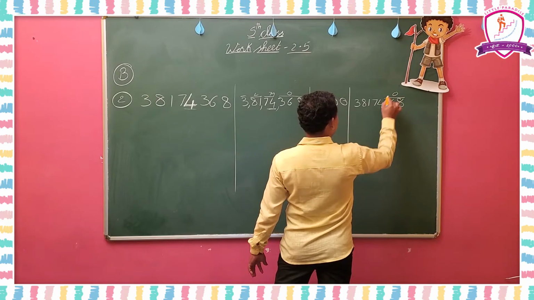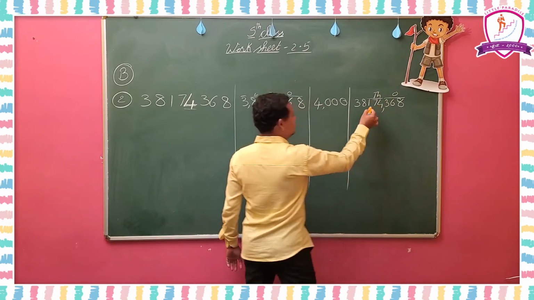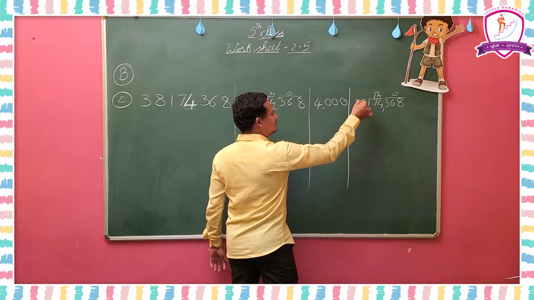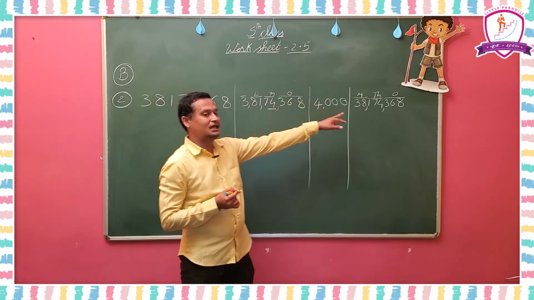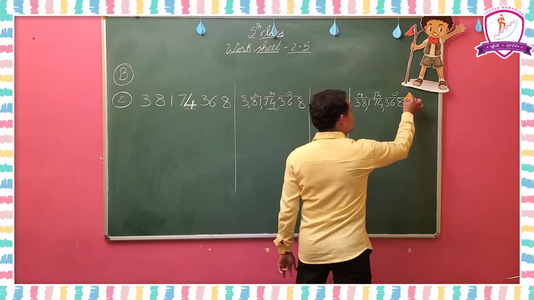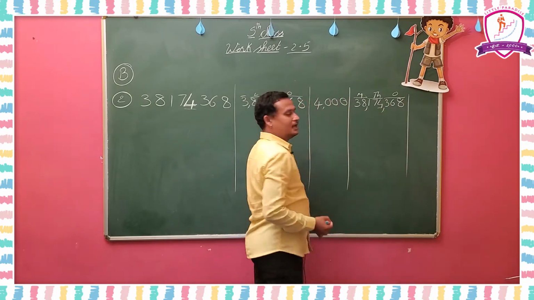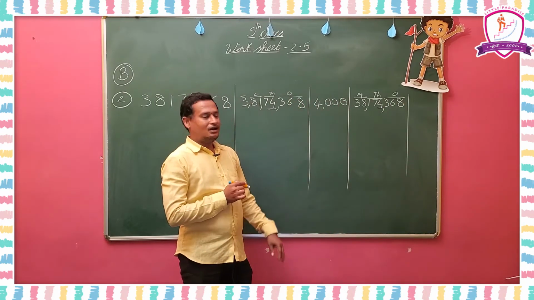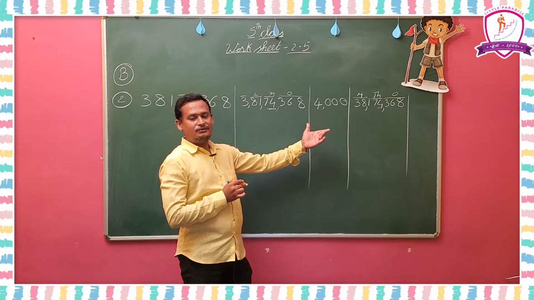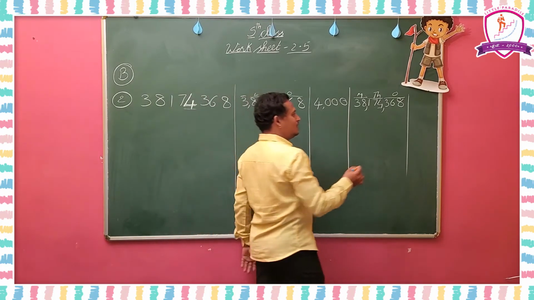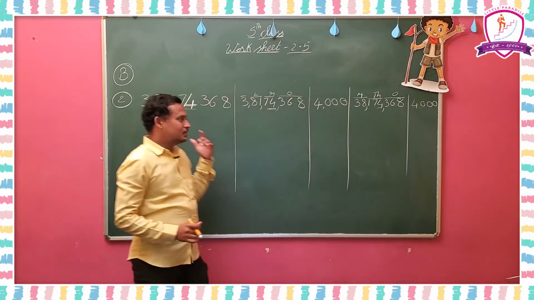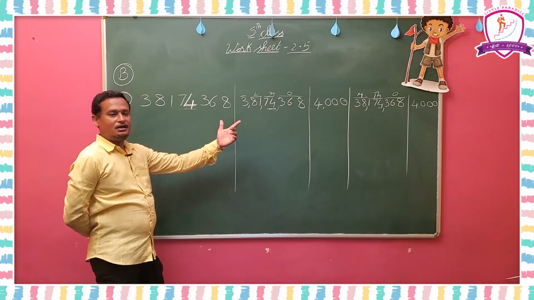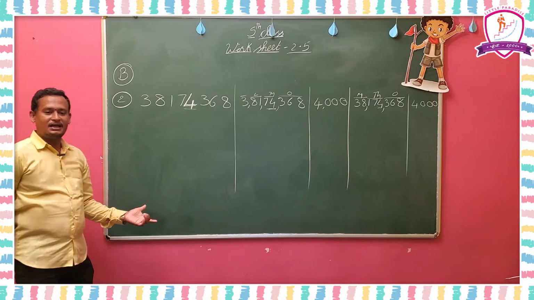Here, the ones period after the comma, then the thousands period. 3 will be there, then 1,000, 10,000, 100,000 after the comma; it is the millions period. 38,174,368. In this also we have to write the place value of 4 according to the international system. What is the place value of 4 here? 4 is in the thousands place, so you can write 4,000. Like this you have to write the table. Understood? Like this only you have to complete the remaining also.